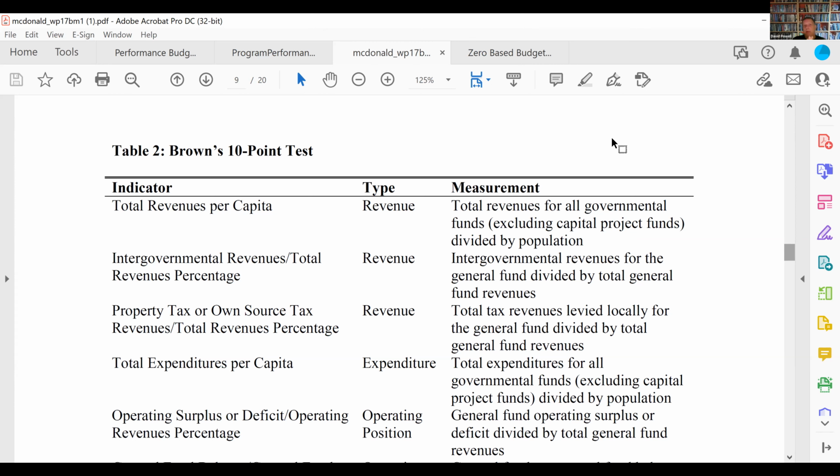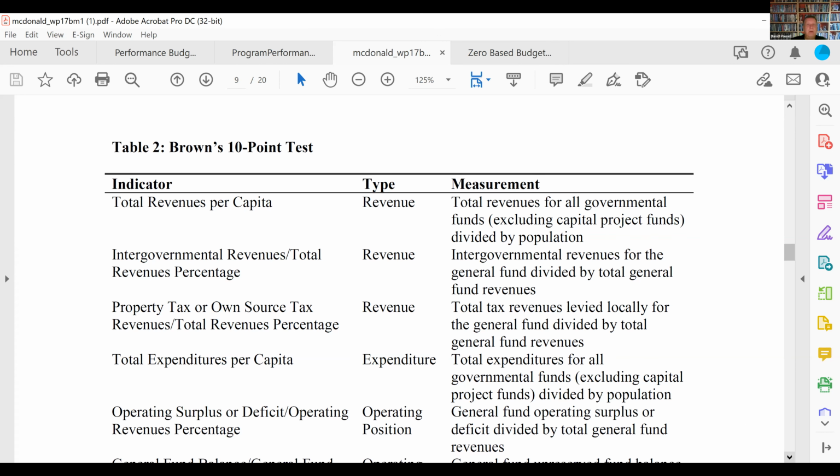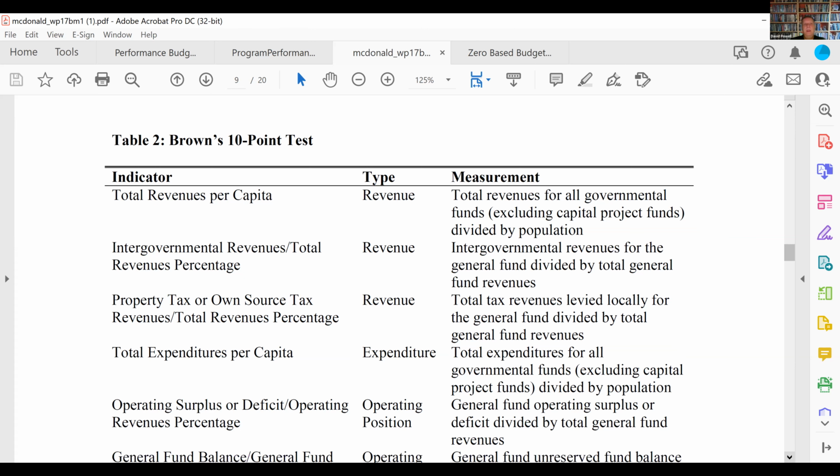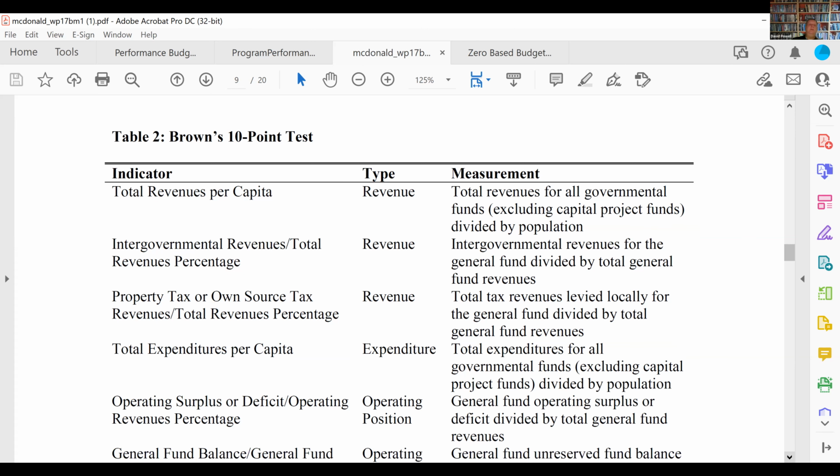Let me show you Brown's 10-point test for fiscal solvency and go through those indicators, and then I'll show you Dennis, Wang, and Tu's, or Wang, Dennis, and Tu's, indicators, which are slightly different than the indicators that Brown uses. So one way to assess fiscal solvency is to use Brown's 10-point test.